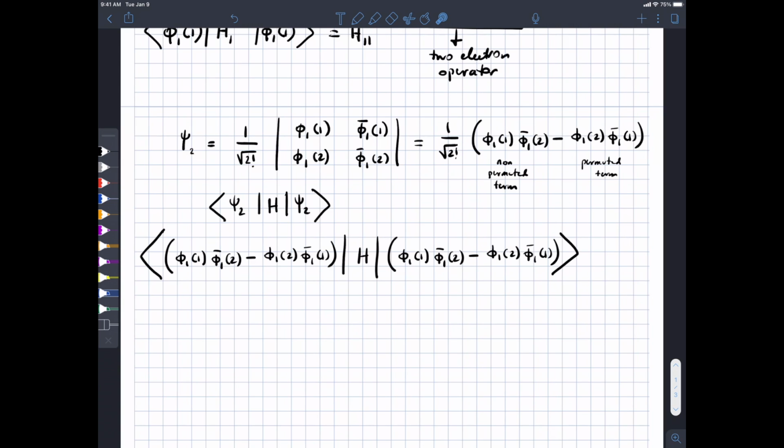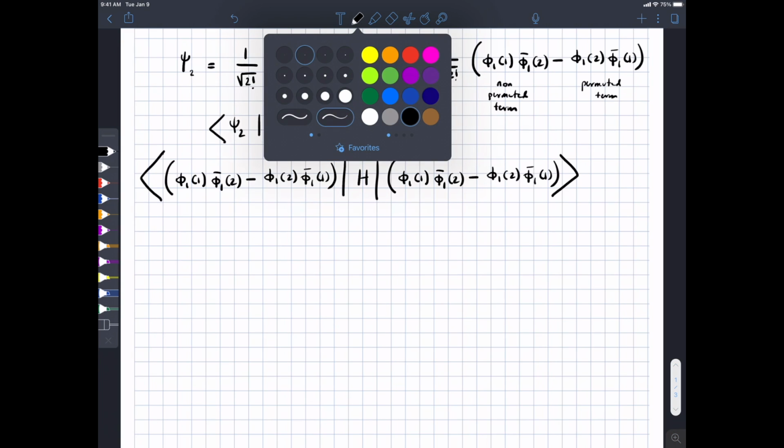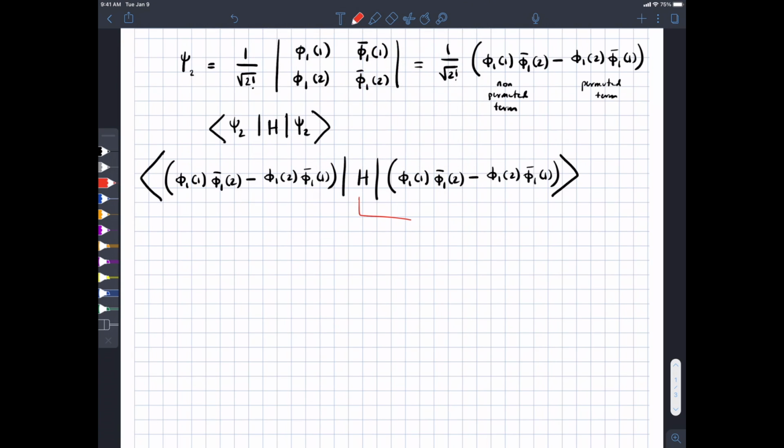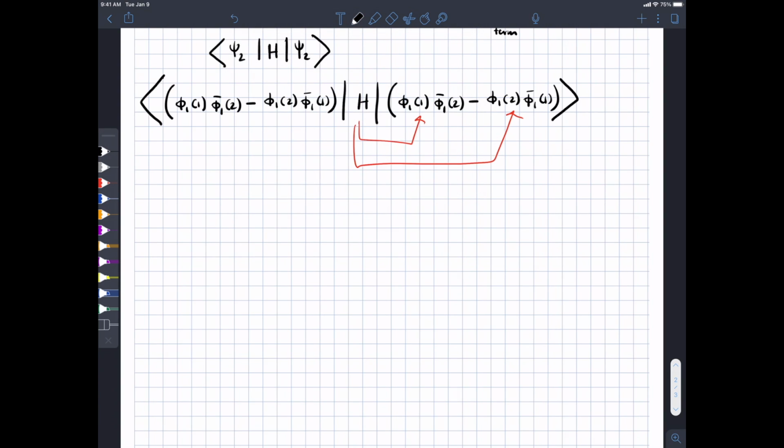Now, one thing to remember with integrals, you can separate them out with pluses and minuses. You can separate an integral of a difference into a difference between two integrals. So what we're going to do is apply the Hamiltonian to each of these terms separately, and then we're going to multiply each of those terms. So this is the Hamiltonian applied to the first term there.